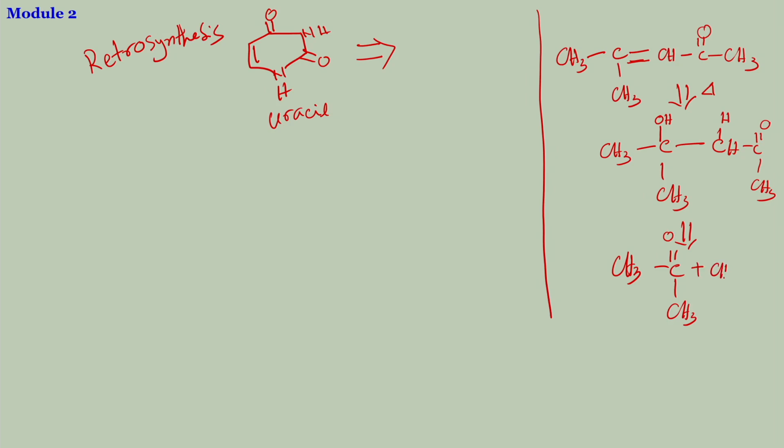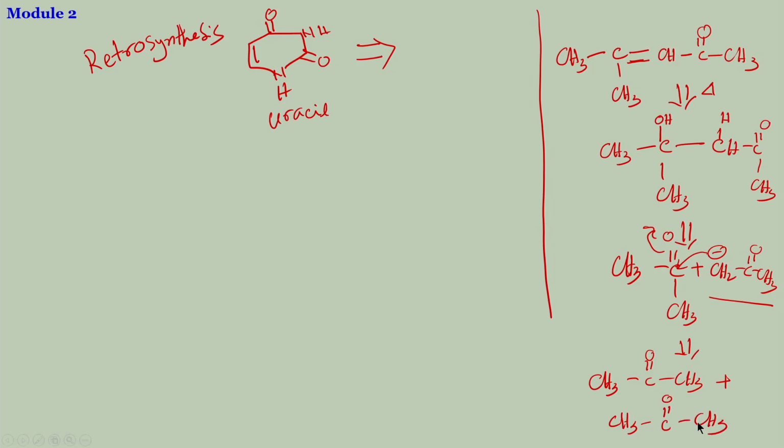CH3 plus, if you have a CH2 minus, CH3, then from here to here is very easy. It attacks here, it is a nucleophile, it attacks here, the carbonyl opens up and gives you the OH and the single bond here. And this means basically that your precursor molecule is CH3 CO CH3, which is acetone, plus this is also acetone, CH3 CO CH3.